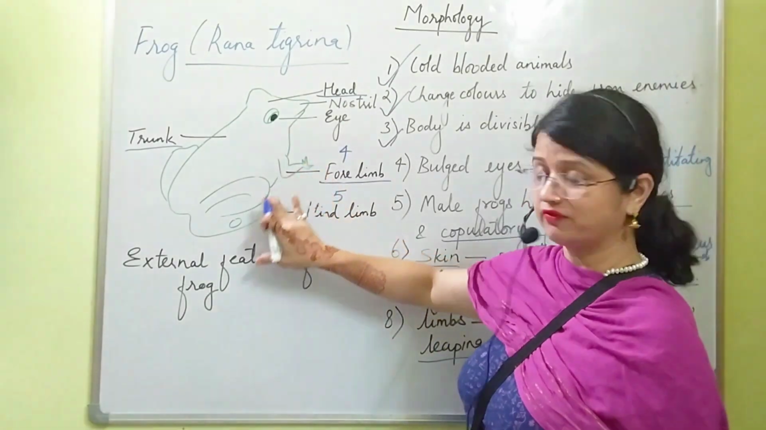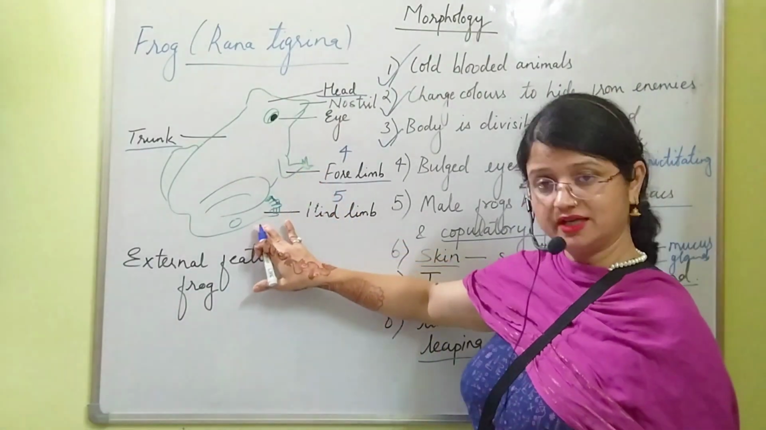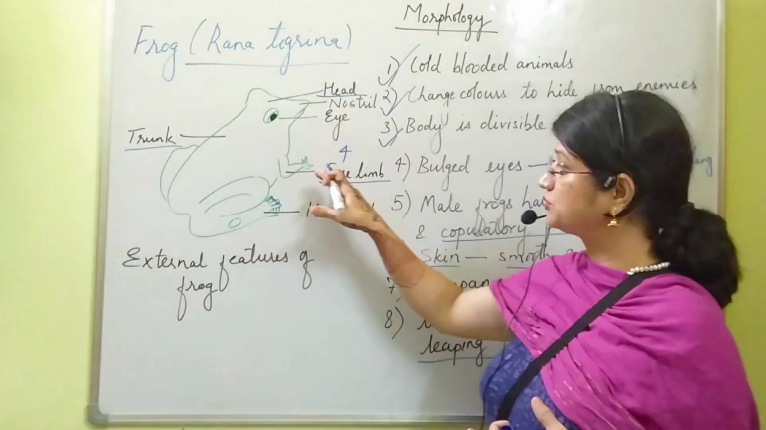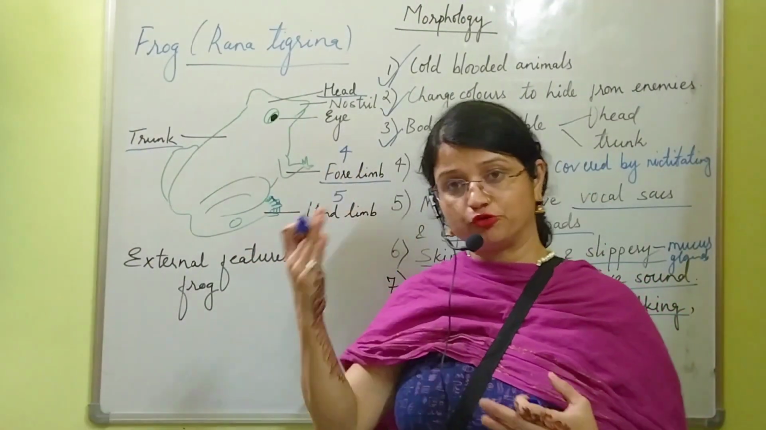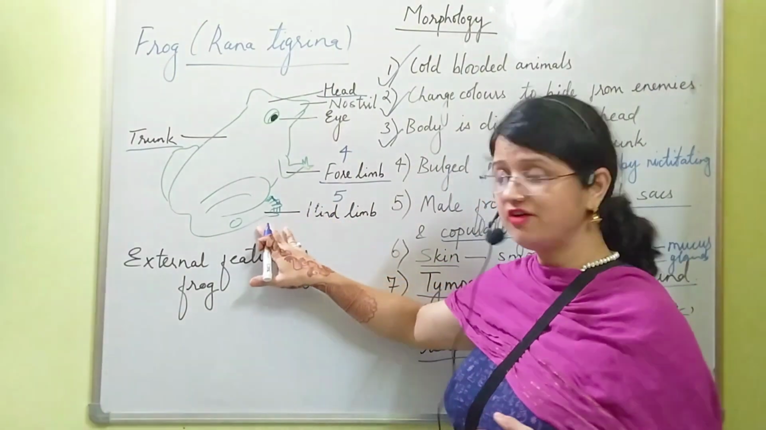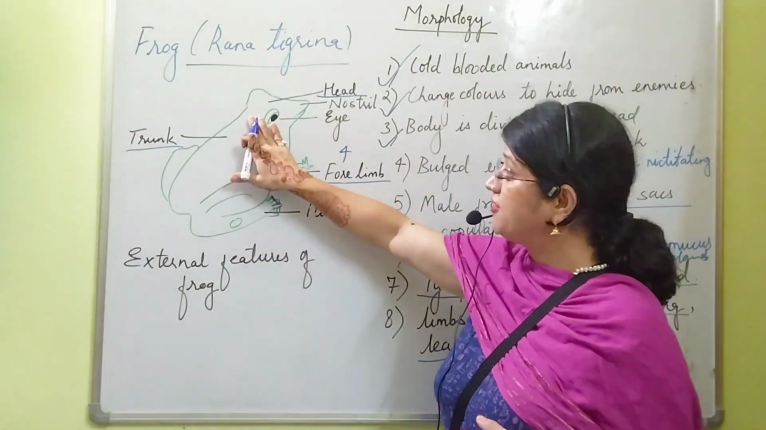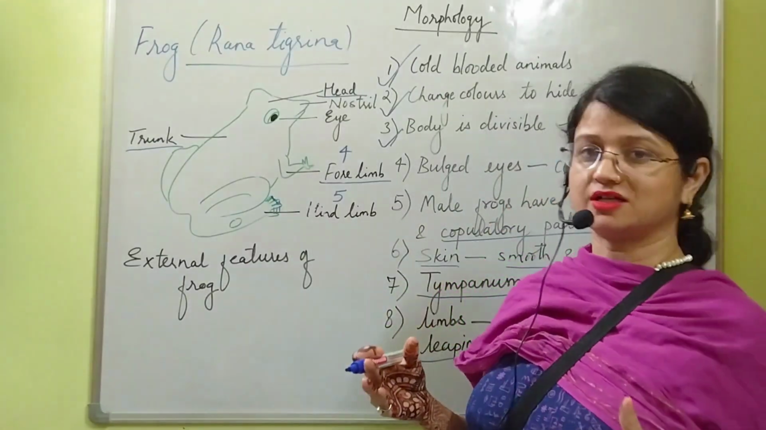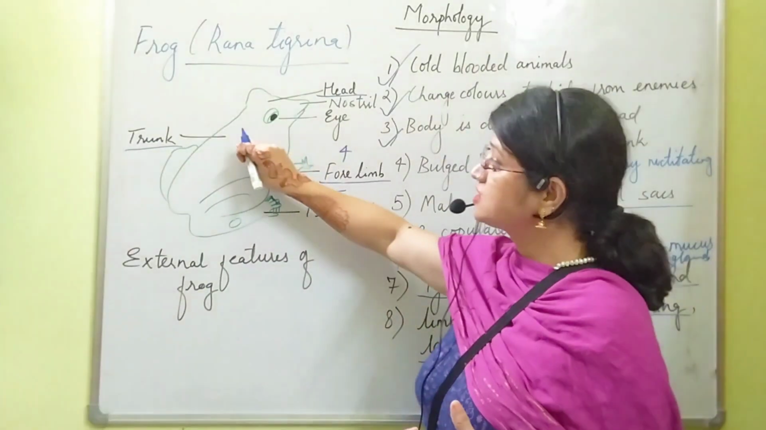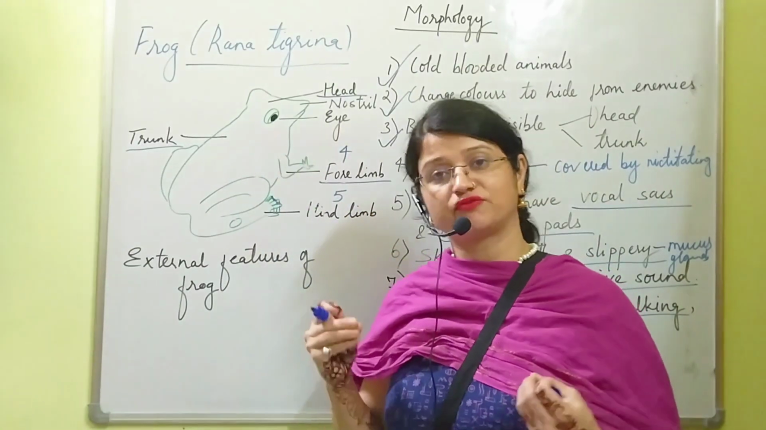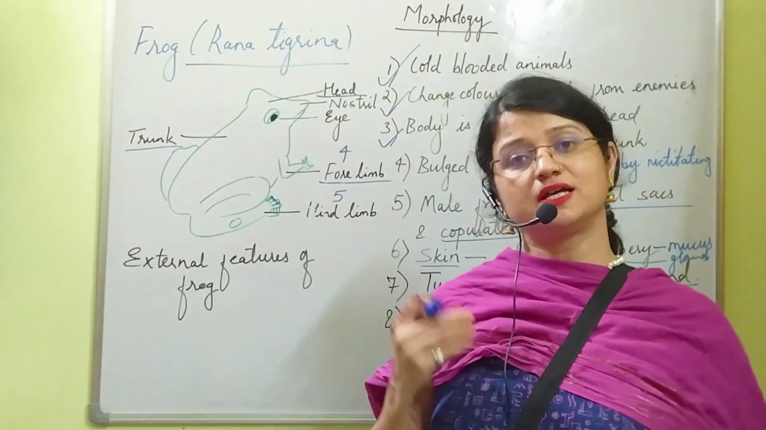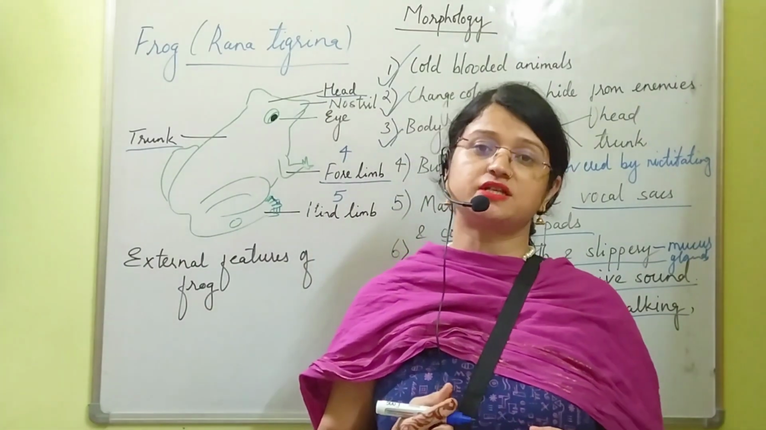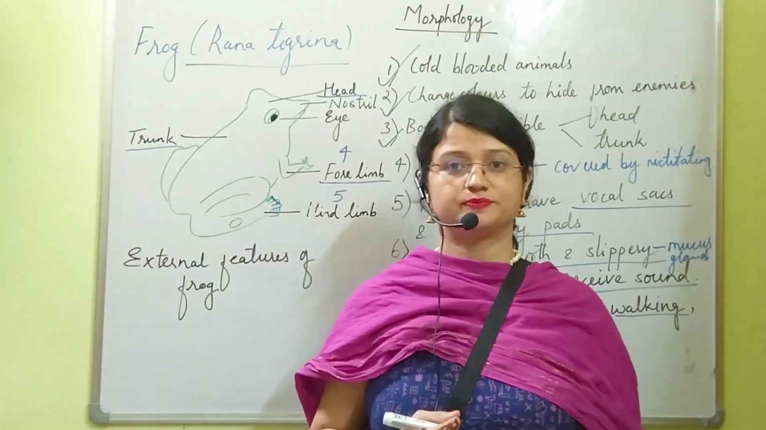They have two pair of limbs, forelimbs and hind limb. The hind limb is more powerful as compared to the forelimb. Forelimb have 4 digits while the hind limb have 5 digits. If you see the color, it is somewhat greenish, pale greenish color, and it is smooth and slippery because of the presence of mucus gland. After this, we will study about the digestive system of frog.